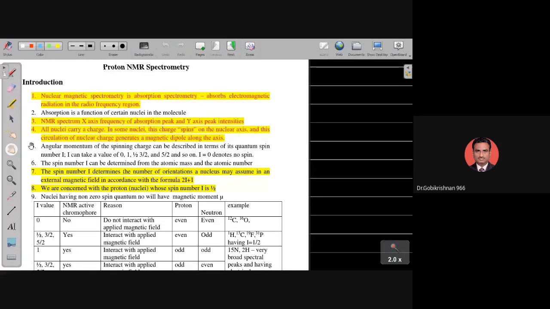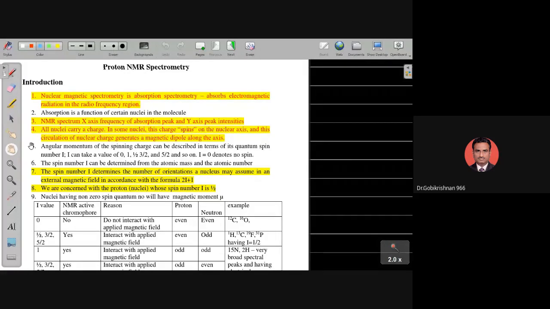In the NMR spectrum, the x-axis is the frequency of the absorption peak and the y-axis is the peak intensity. That absorption frequency we convert in terms of chemical shift. Let us check the definition of chemical shift: the frequency of the signal minus the frequency of the reference, divided by the frequency of the equipment, isn't it? Okay.